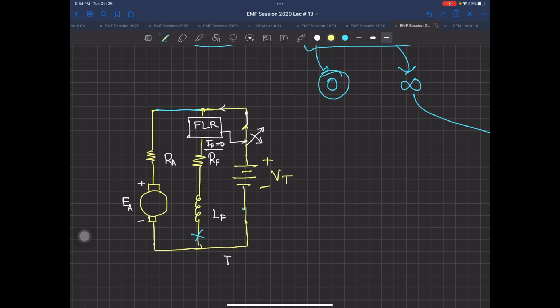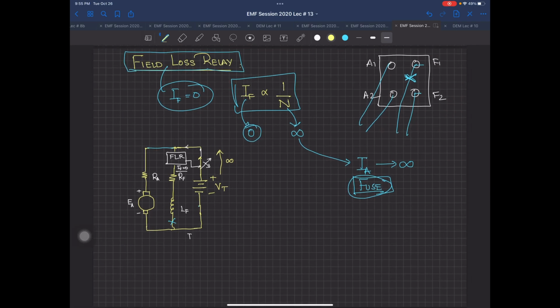Now what is the advantage of doing this? The advantage is that infinite current will not try to flow from here. And when infinite current does not flow, your machine will be saved. Now in our lab, you have fuses, because the current going through the armature winding is not more than about 3.5 amperes. So a 4 ampere fuse works very well.